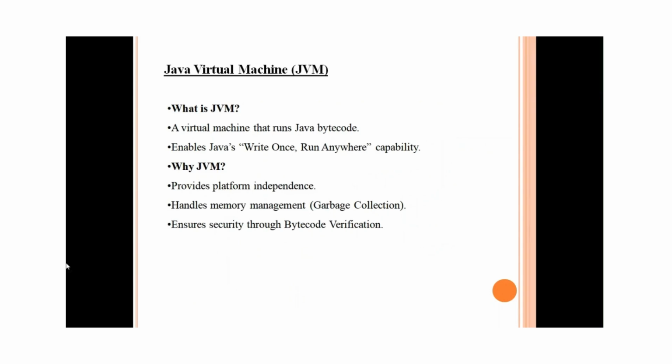Our next topic is JVM. JVM is also called the Java Virtual Machine. The Java Virtual Machine is a virtual machine that runs the Java bytecode. Java has a particular feature called WORA, which is write once, run anywhere.